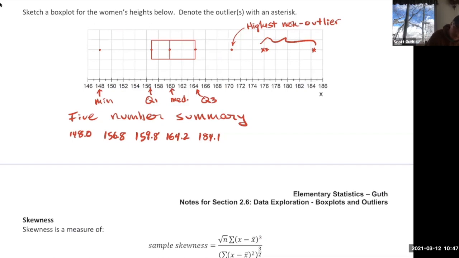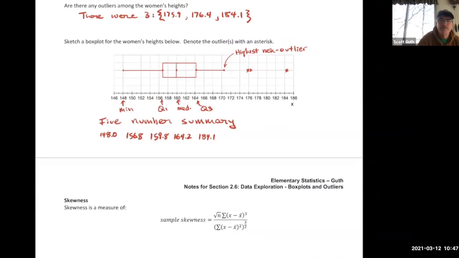Okay, and then we do the whiskers down to the min, or the lowest value that's not an outlier, and then the highest value that's not an outlier. And then I'm going to get rid of that curly brace there. There were 3 other values, but they kind of get kicked out of the club. They're outliers. They hopped the fences. Shame on them. The distribution is skewed to the right because you have the outliers on the right.